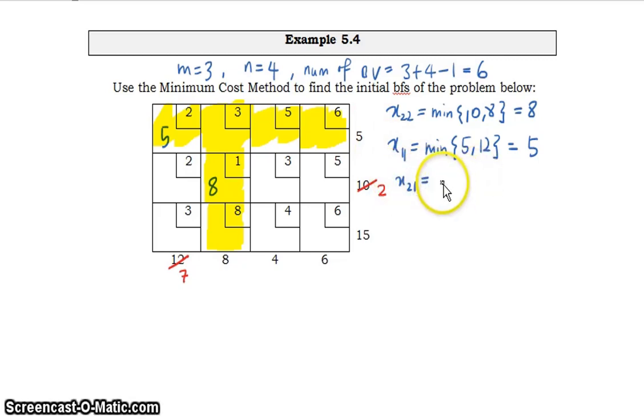Next, we move to cell X21. X21 is the minimum of 2 and 7, which equals 2. The value of this variable is 2, and we cross out the second row. And D1 becomes 5.